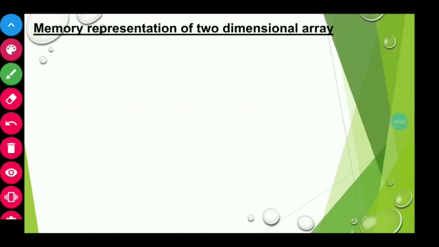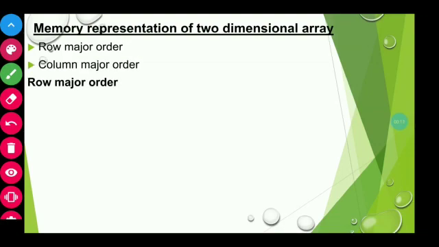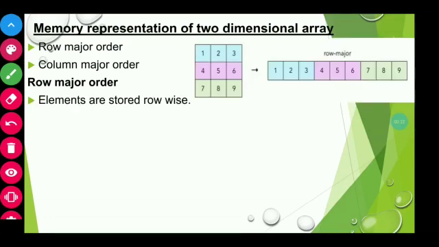Elements of a 2D array are stored in continuous memory locations. It can be represented in memory in one of two ways, that is row major order and column major order. In row major order, all the elements are stored row wise. See the example here. The array contains 3 rows and 3 columns. First row elements will be stored in the first 3 consecutive locations. Second row elements are stored in the next 3 consecutive locations, and similarly the last row elements are stored in the last 3 consecutive locations.